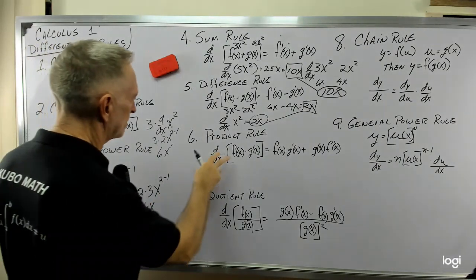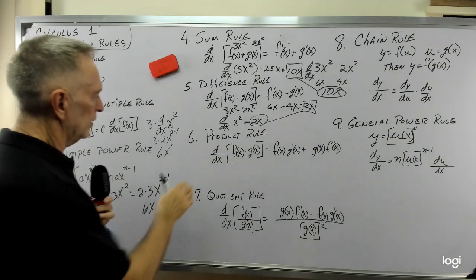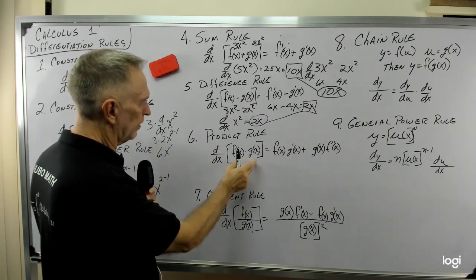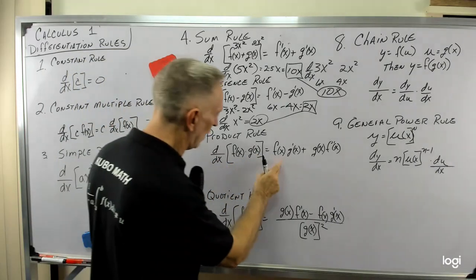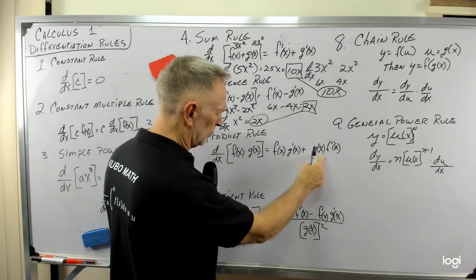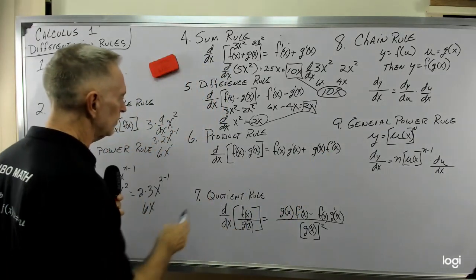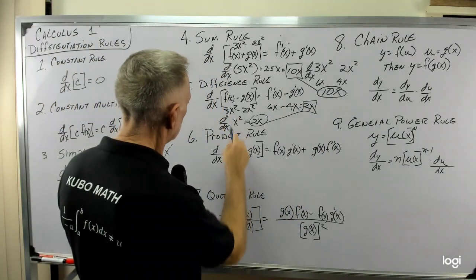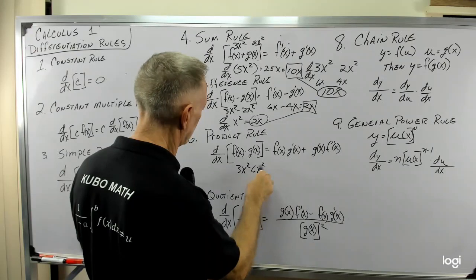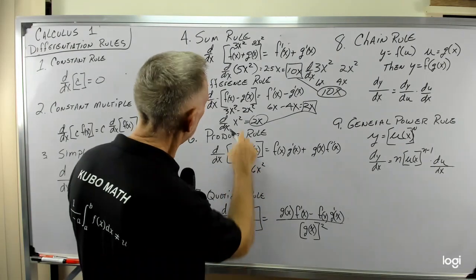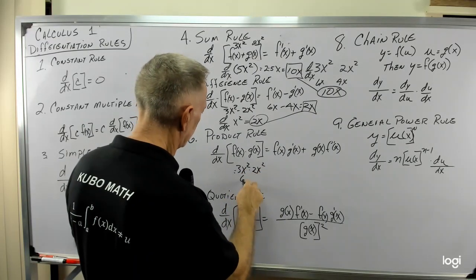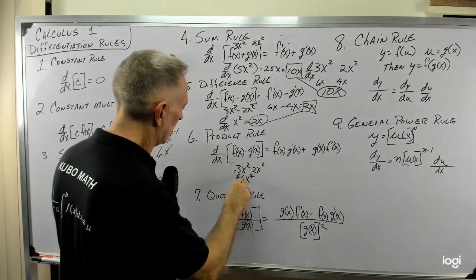Okay. Now the product rule says if I have two functions, f of x and g of x, I can take the derivative of the product. How I do that is take the first function times the derivative of the second one, plus the second one times the derivative of the first one. So if I had, well, let's go back to this 3x to the second power and 2x to the second power. Well, that's 6x to the fourth power if I multiply those together.